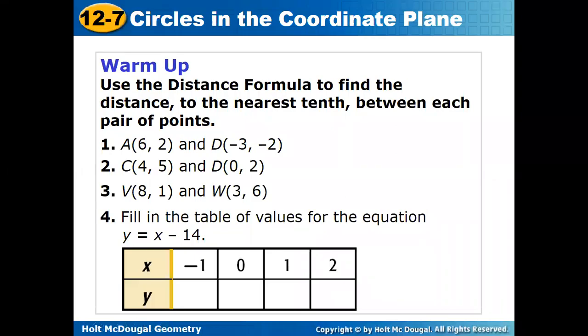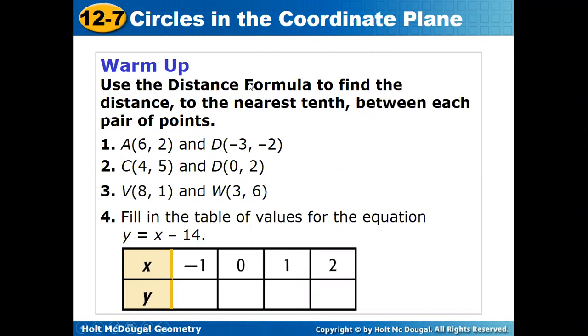Good morning, everybody. Today, our lesson is circles in the coordinate plane. Before we start, we have a warm-up. Use the distance formula to find the distance to the nearest tenth between each pair of points. The first 2 points: A (6, 2) and D (-3, -2).